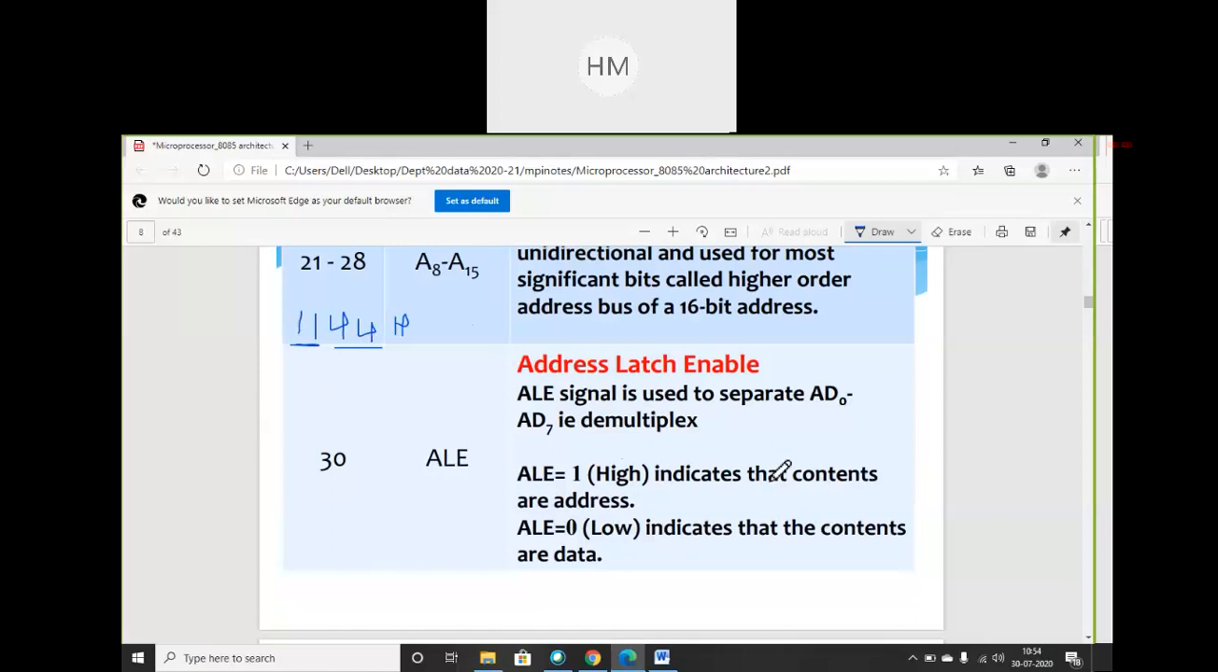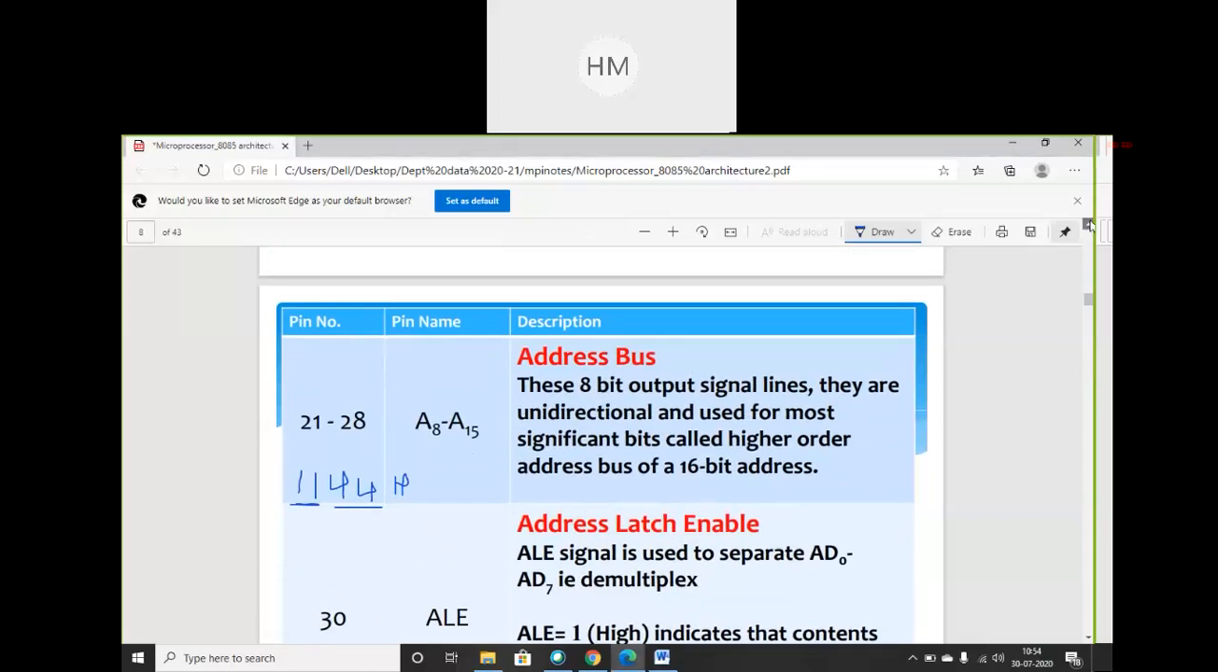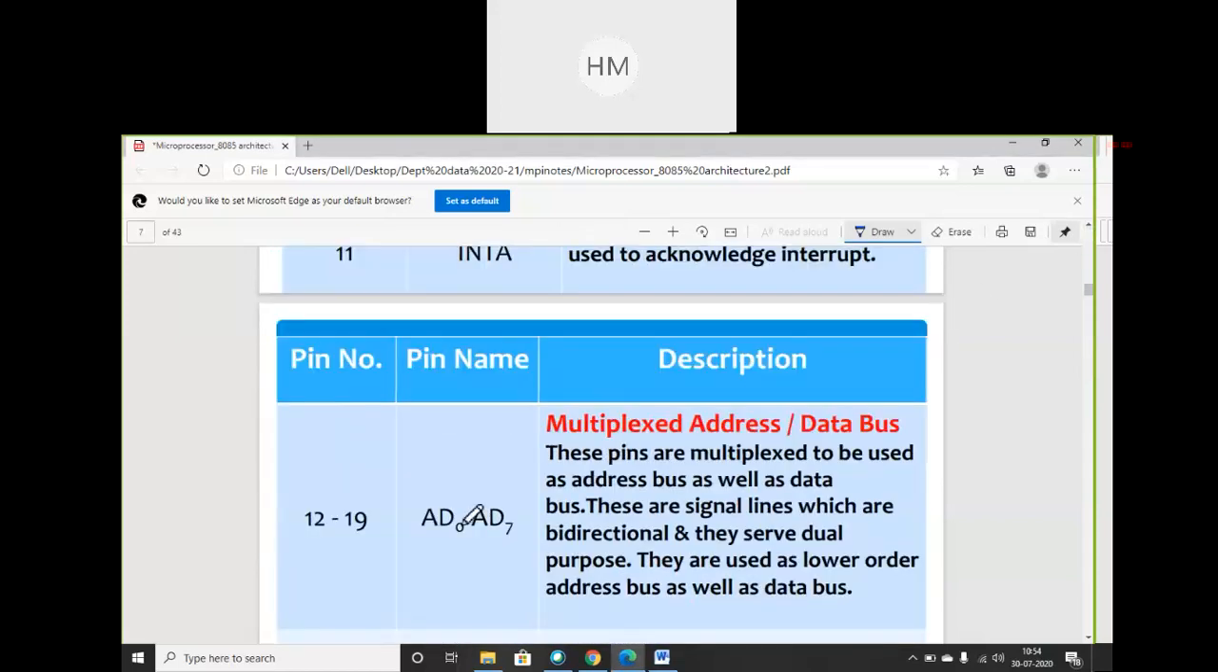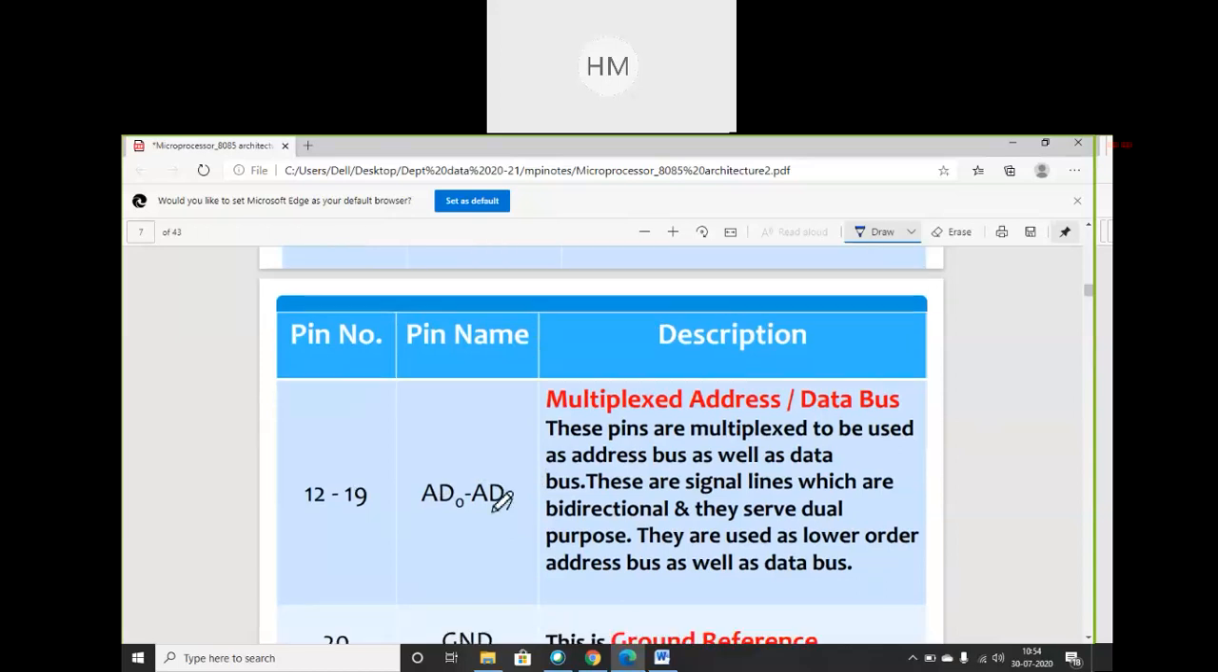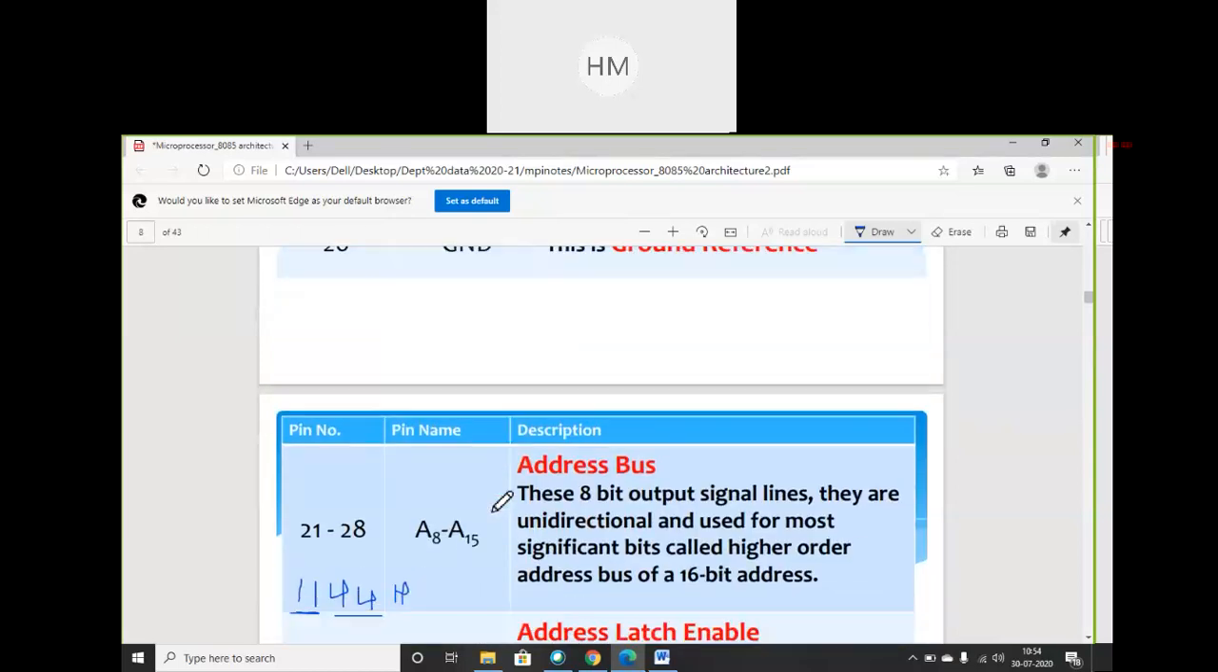Is it clear? Okay. So when ALE is 0, low indicates that the contents are data. When this is low, that means these lines are D7 to D0. When it is high, it is from A0 to A7. Okay?